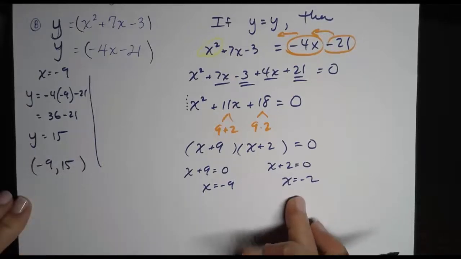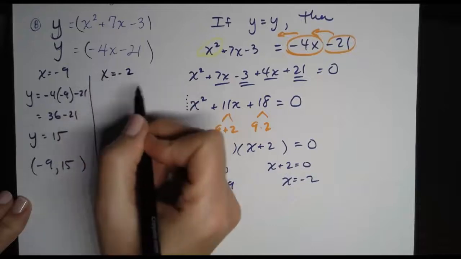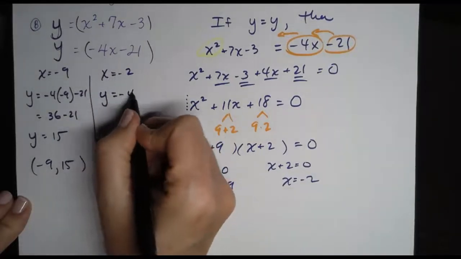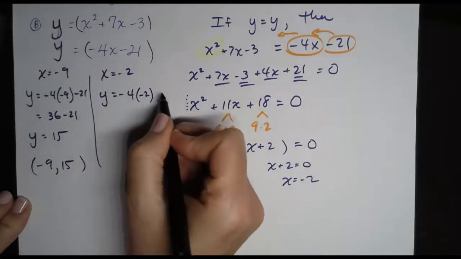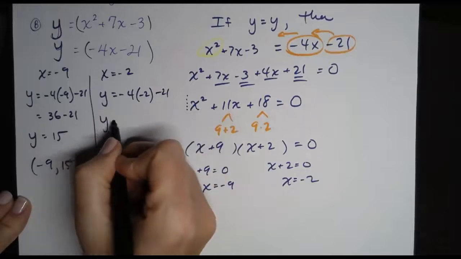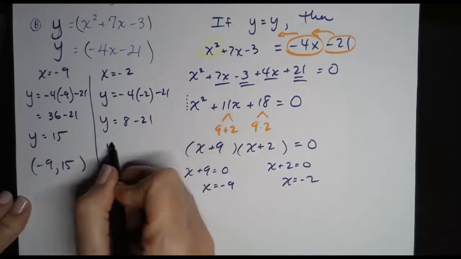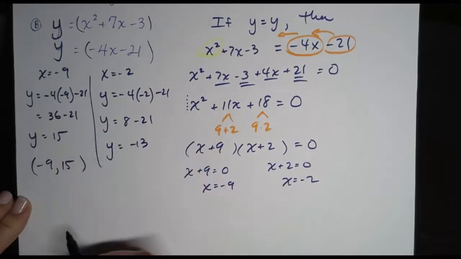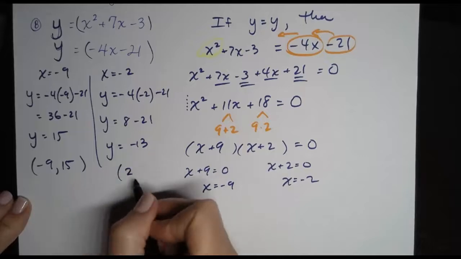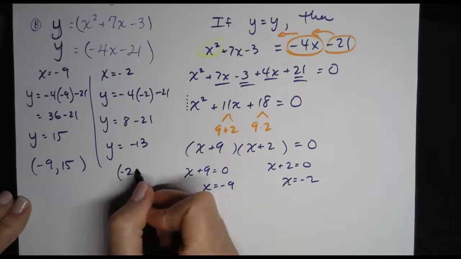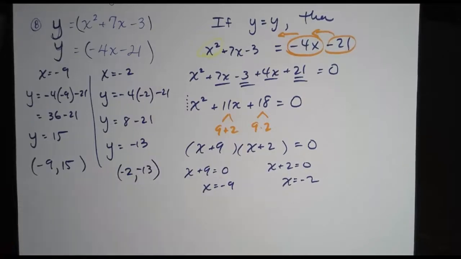Next, plug in the negative 2. Let x equal negative 2, y equals negative 4 times negative 2 minus 21, y equals 8 minus 21, y equals negative 13. So this is the one that's way down low. Negative 2, negative 13. There you have it.